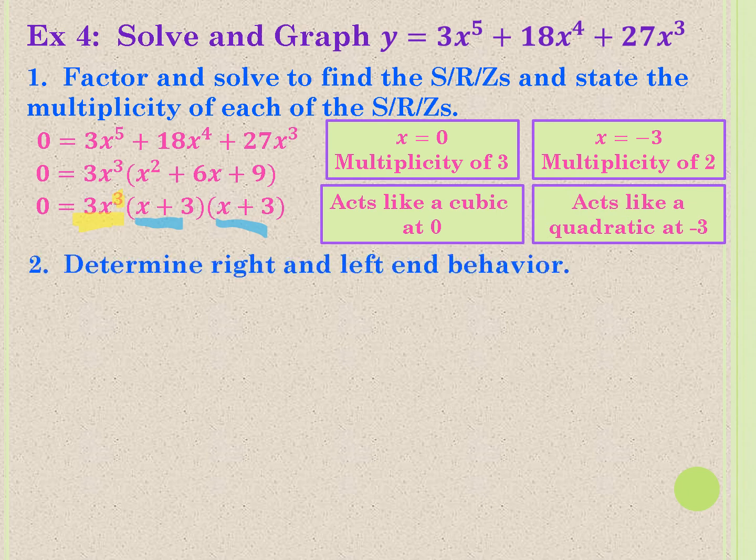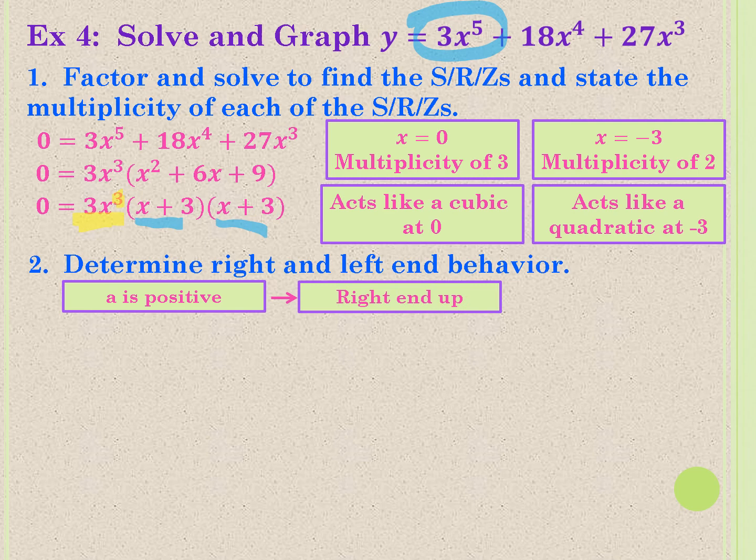Next, we have to talk about left and right end behavior. Well, luckily they gave that to us in standard form. So we look at the leading coefficient, or the leading term. Now, we always determine right end first, so 3, it's positive, so that means right end's going to go up. For the left end, we look at the exponent. Well, 5 is odd. Odd means opposite. So opposite of up is down.